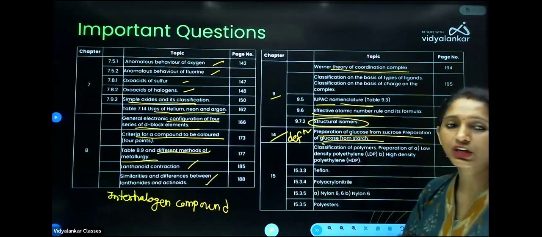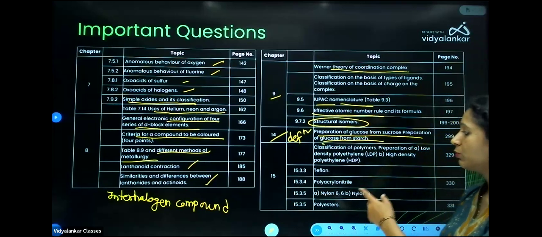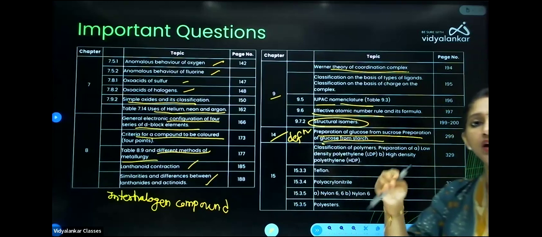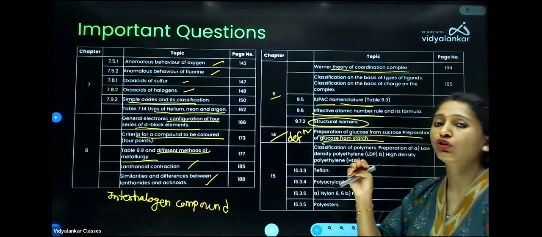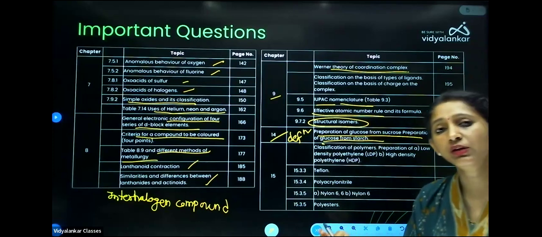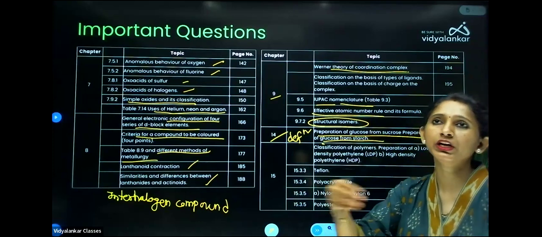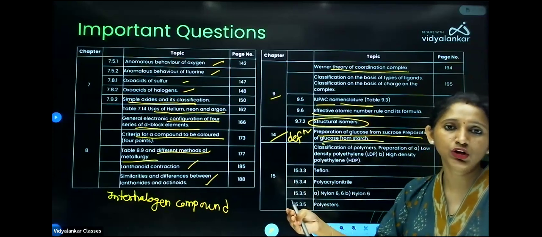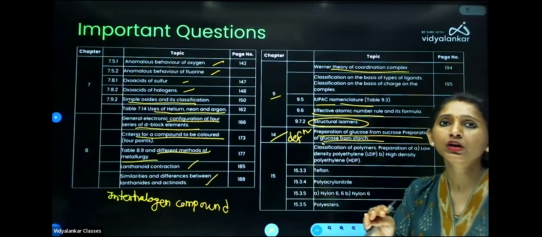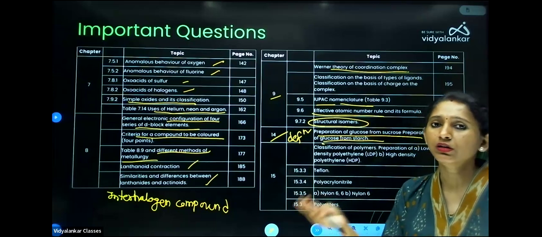After that, let us go with chapter number 15. This is our polymer chemistry. Now, with the weightage of 4 marks, definitely you will find a question based on the formation of any of the polymers. The question can be to write a preparation reaction for the given polymer. Either you will be asked to write a monomer, its structure, for the given one.